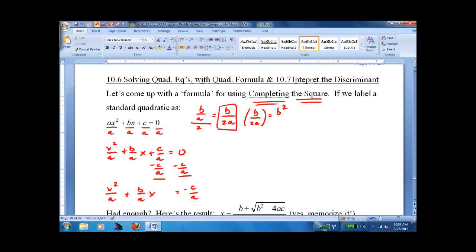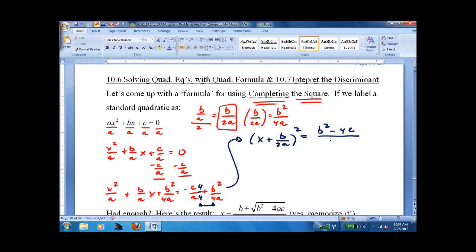And we add that to both sides. Rewrite the side on the left with what's in the box. On the right, we're going to multiply this by 4 over 4 to get a common denominator. We'll end up with b squared. We're going to change the order. Minus 4ac all over 4a. Then we take the square root of both sides.